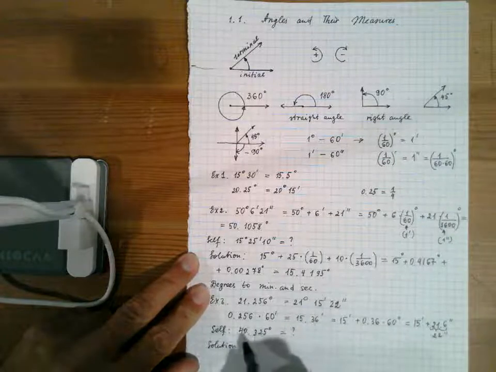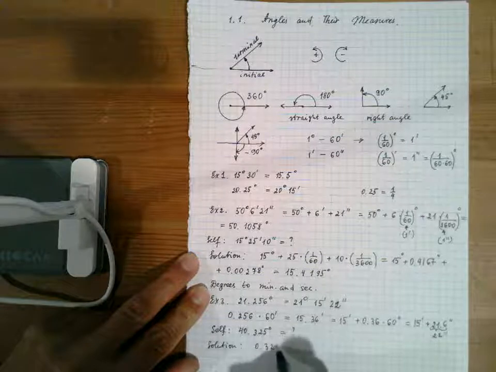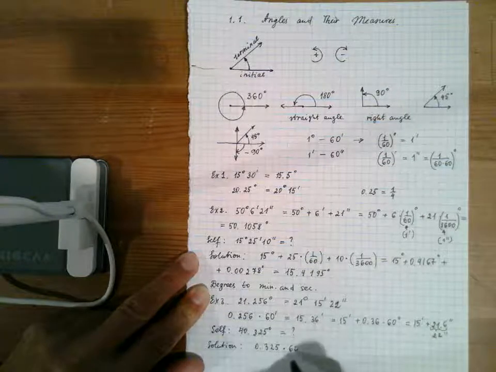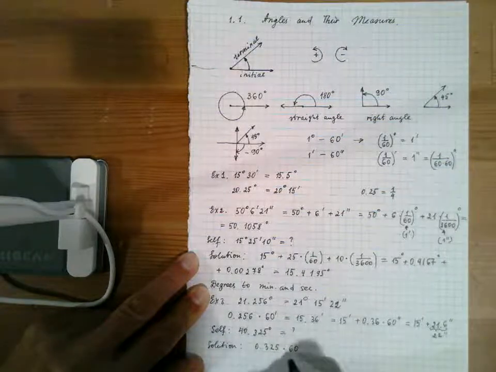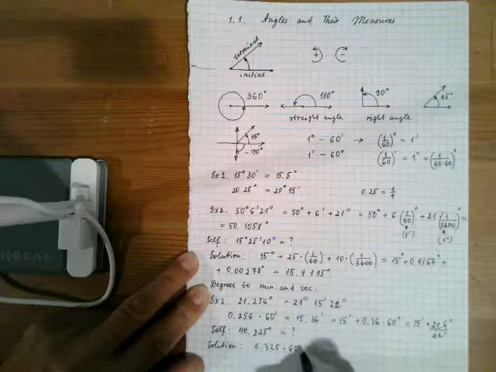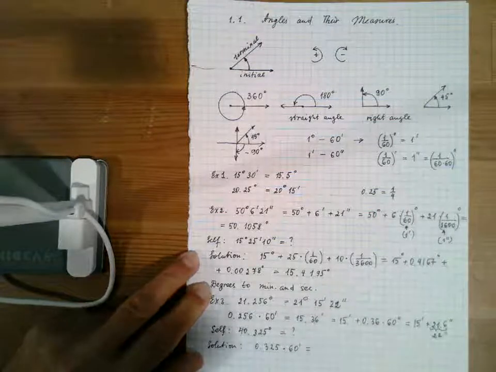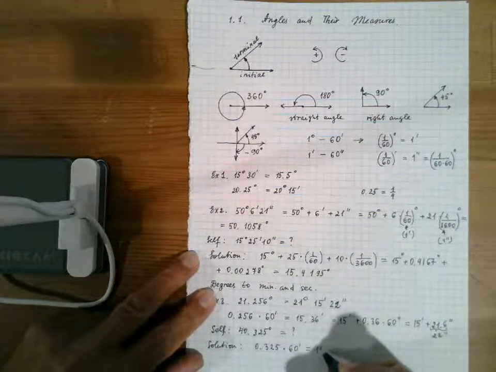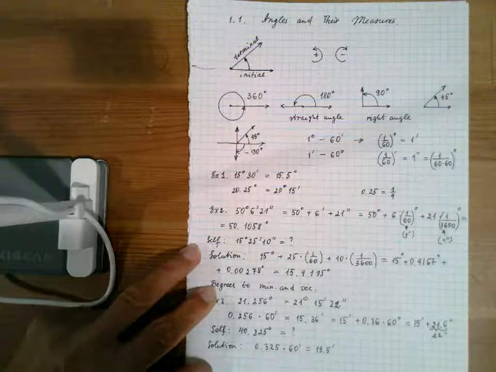Well, I know that 40 is going to stay 40, so I'm not going to deal with it yet. I'm going to deal with 0.325, and I'm going to multiply it by 60 to find like how many minutes, because it's like around maybe 1/3 of a degree. And if I do this, I'm going to find out that number is 19.5. So it's 19.5 minutes. Well, here I'm lucky, right?